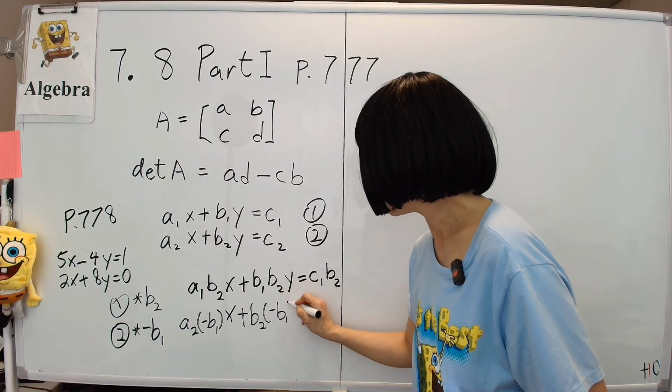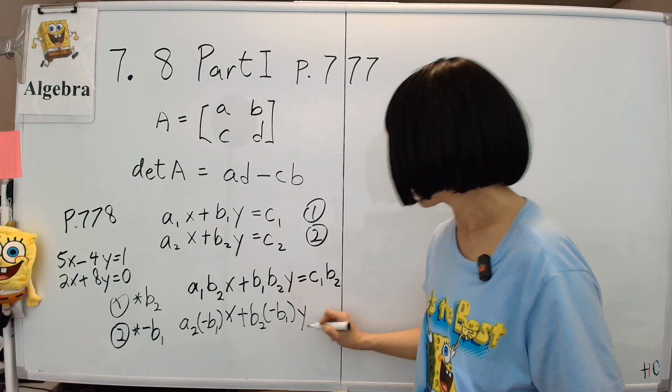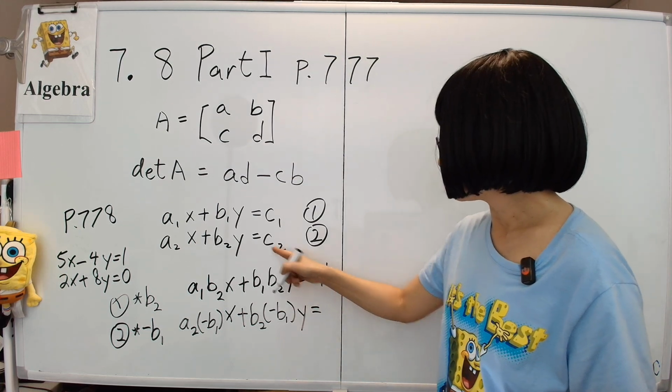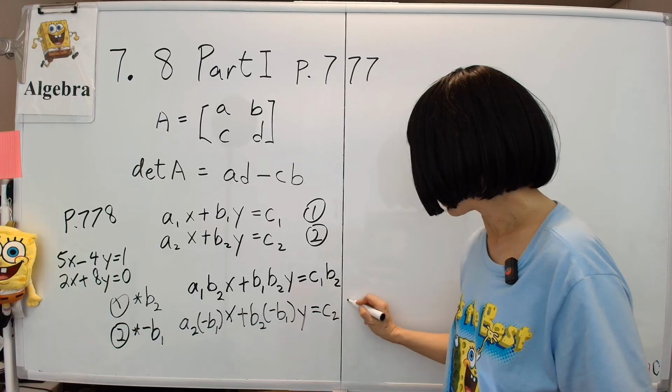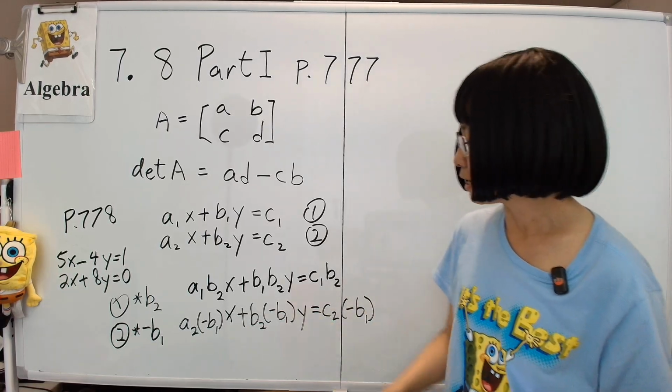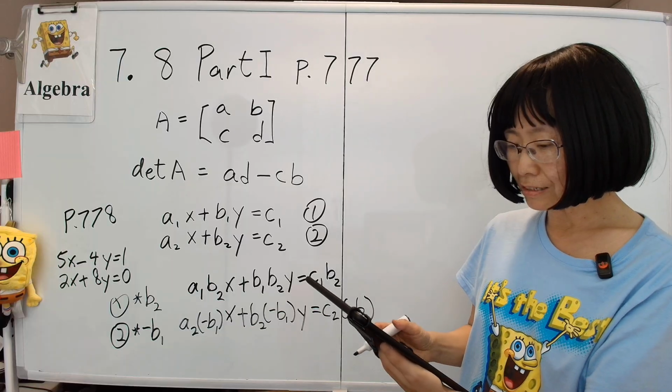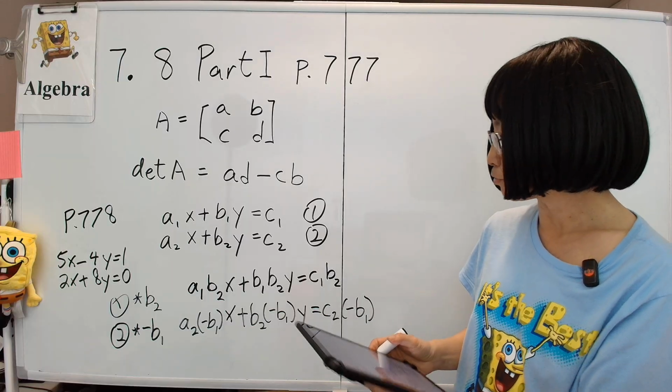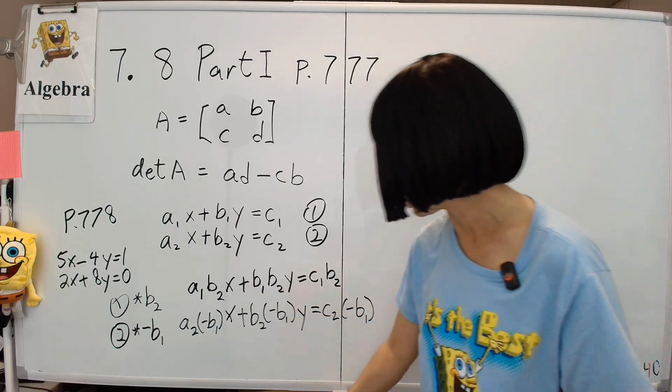We're still doing the multiplying by b1 business. And then lastly, c2 is also being multiplied by minus b1. Everybody is being multiplied by minus b1 across the board. Okay, so at this point, what we're going to do is add these two equations together.